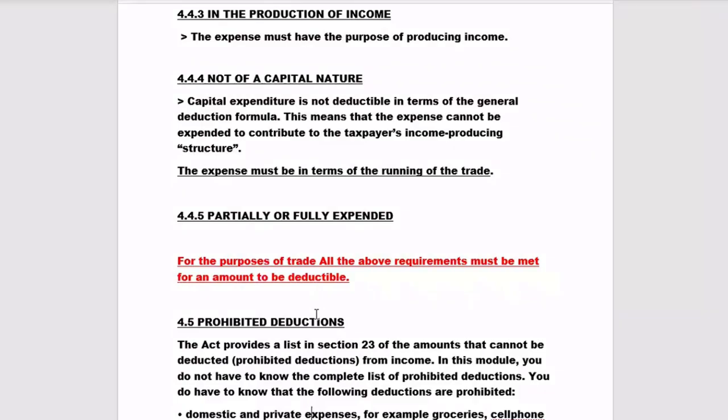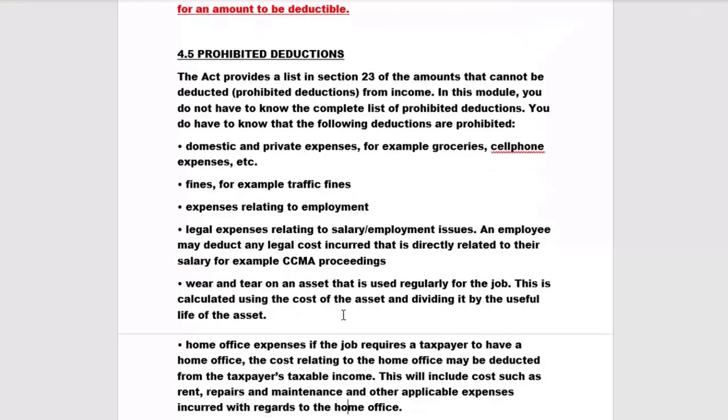Okay, let's have a look at your prohibited deductions. You remember when I told you about the deductions that are not allowed to be deducted, right? Items that are actually not allowed to be deducted. The Act specifically provides a list in Section 23 of the amounts that cannot be deducted, or prohibited deductions from the income. In this course, you do not have to know the complete list of the prohibited deductions. You do have to know the following deductions are actually prohibited.